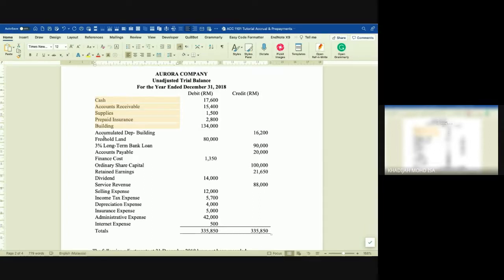So you know building is an asset. What about accumulated depreciation, building?